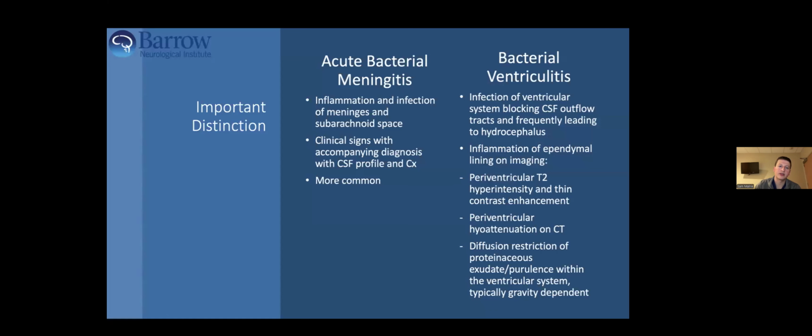Ventriculitis is a subset of more severe infection. It's infection that blocks the ventricular system, leading to obstruction of outflow and frequent hydrocephalus. It's characterized by the inflammation of the ependymal lining on imaging, which on an MRI is indicated by periventricular T2 hyperintensity and thin contrast enhancement, and periventricular hypoattenuation on CT scan. As I had mentioned on my opening slide of my first few cases in the PICU, we saw in the case of a 13-year-old with strep pneumoventriculitis, he had diffusion restriction within the ventricular system itself, suggestive of pus within the ventricles in a gravity-dependent manner.